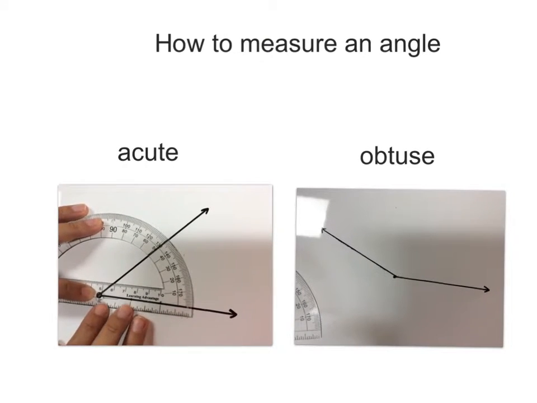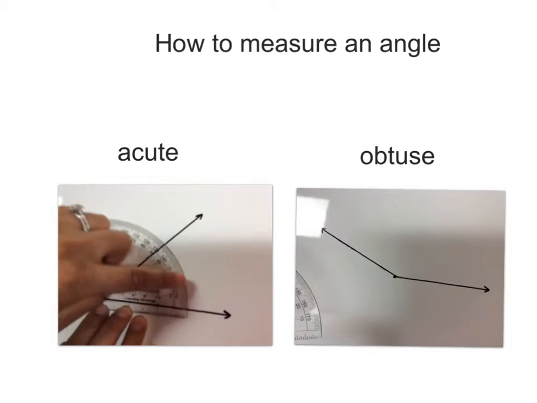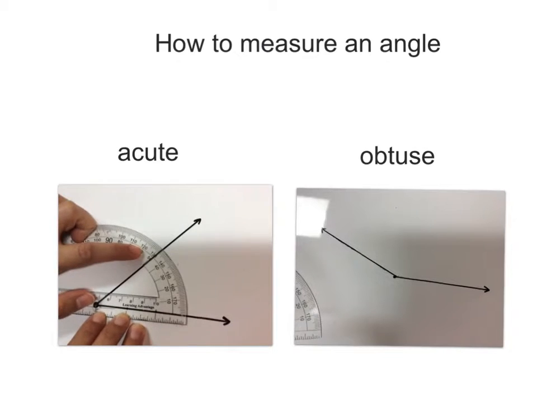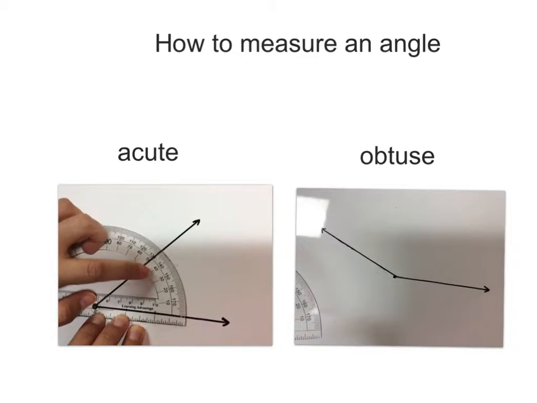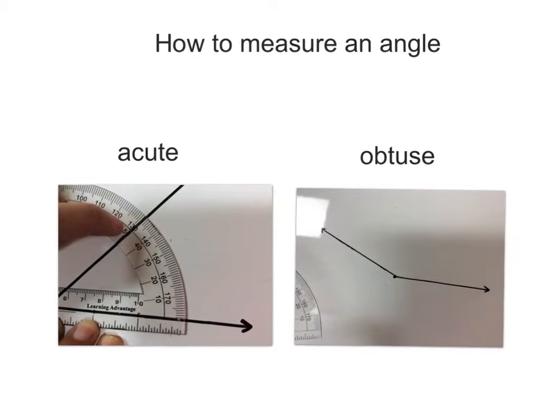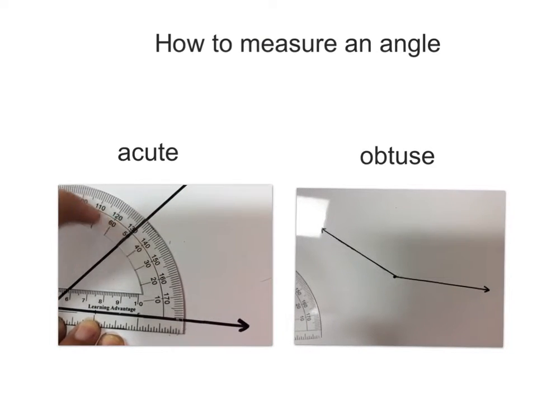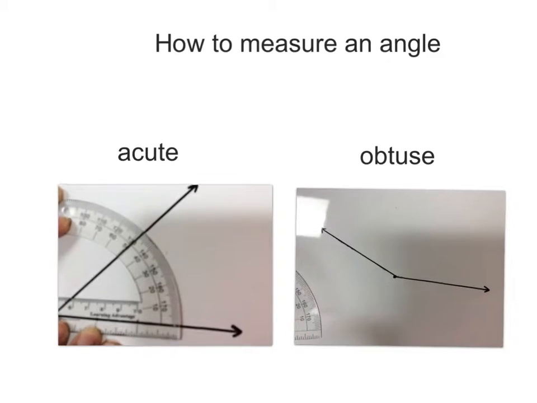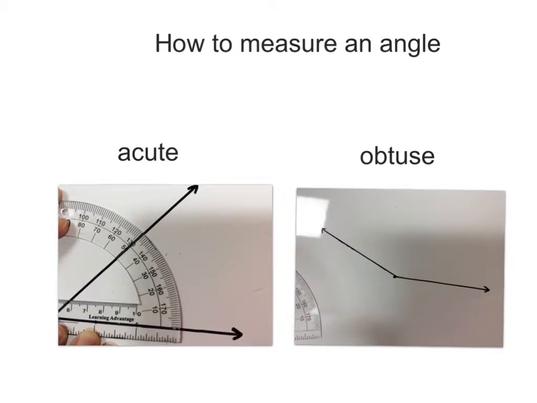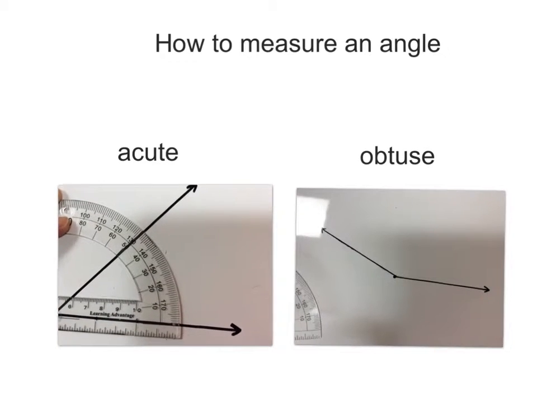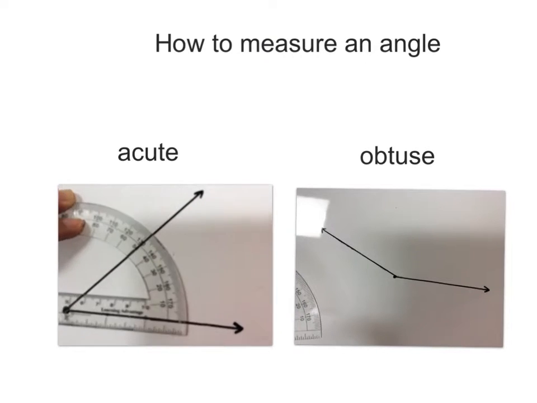Now that I have my angle lined up correctly, I can look to see its degree measures. Now remember we talked about how there are two sets of numbers here. There is a bottom set of numbers that's smaller numbers, and a top set of numbers that is larger numbers. Both of these can show the degree measure of this angle. It's my job to figure out which set of numbers matches this angle. Well, this is an acute angle. That tells me its degrees are going to be less than 90.